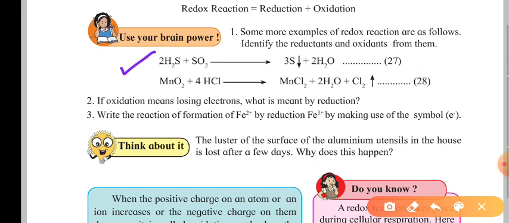H2S is reacting with SO2. Here, sulfur dioxide is losing oxygen, which means it is a reduction reaction, and H2S is gaining oxygen, losing hydrogen. That's why it is an example of a redox reaction.